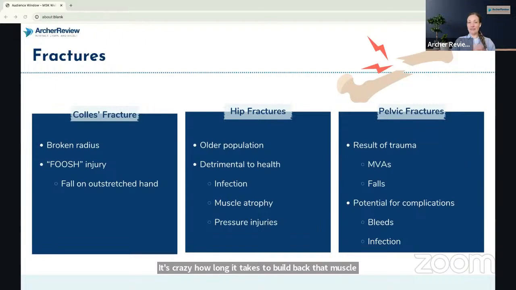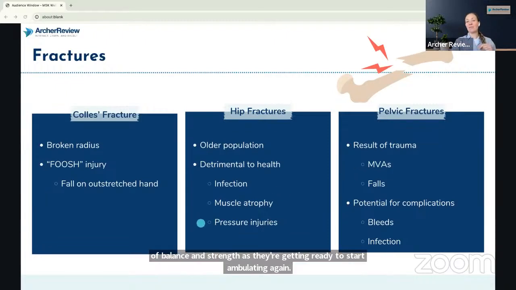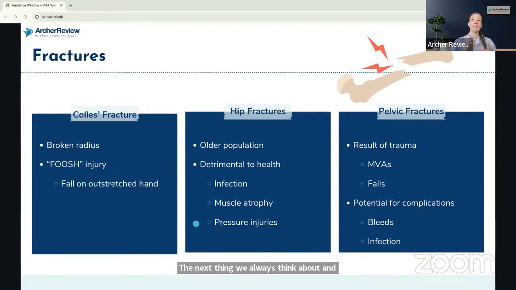It's pretty crazy. And when our older patients lose muscle mass, to gain it back is hard. And then we think of balance and strength as they're getting ready to start ambulating again. The next thing we always think about, and we want to make sure that we're using good, making sure we're rotating and changing positions, is those pressure injuries or bed sores or ulcers that can happen, because those can cause people to have some pretty severe infection, sepsis, and even death. So that's what we think about here with hip fractures in our elderly population.